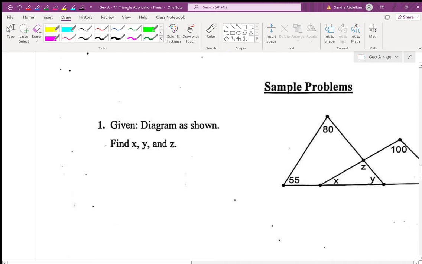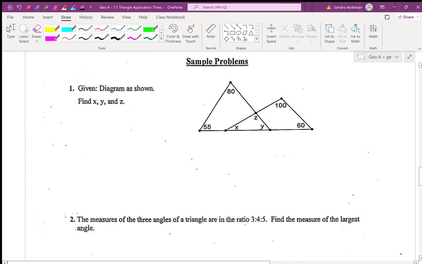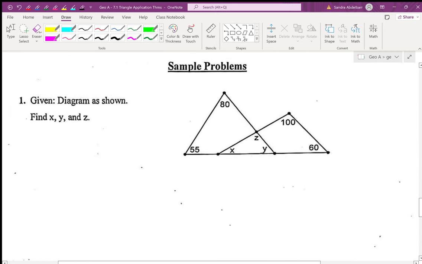Okay. All right, let's do some sample problems. We want to find x, y, and z. In order to find x, y, and z, I'm going to use the triangles we have. How many triangles are there in the diagram?